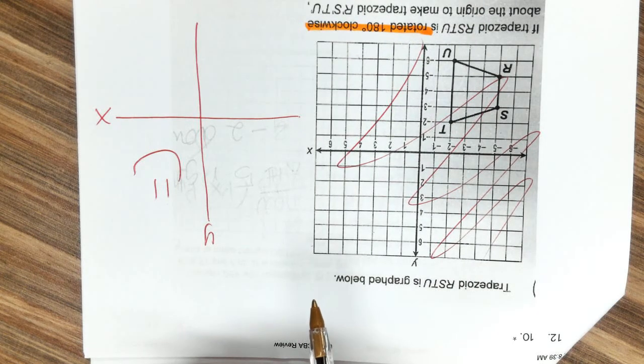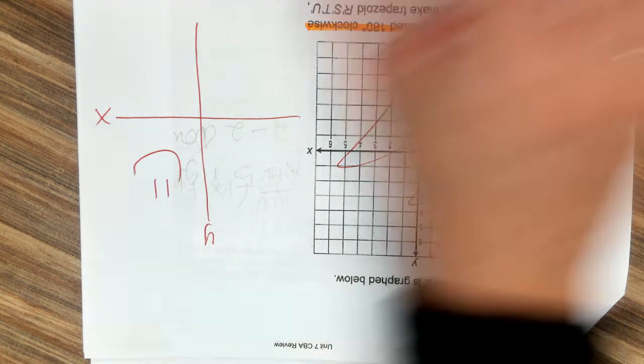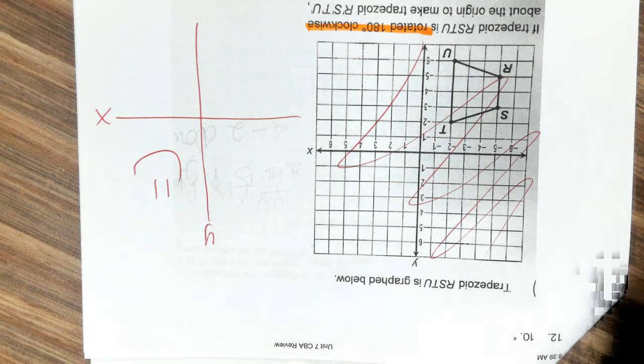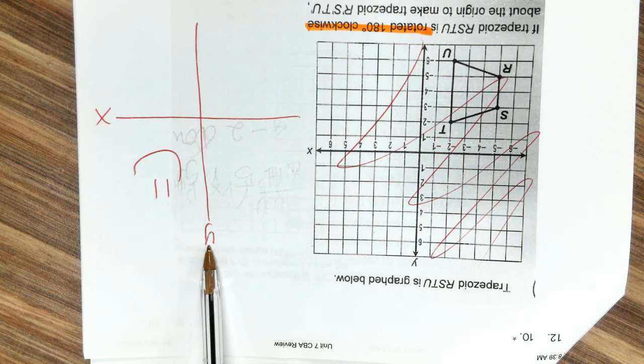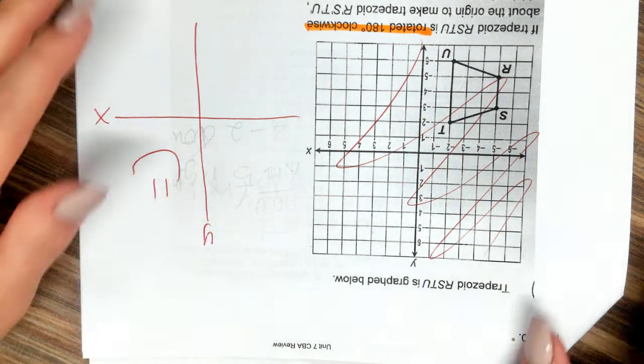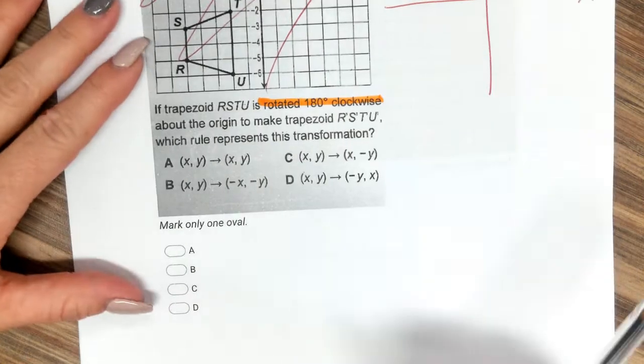Did the x and y axis switch spots? No. The x-axis is still the x-axis. So what's the only thing that's different? The x is now negative. The x-axis is now negative, and the y-axis is also what? Negative. So x is negative, y is negative. Which one says that?